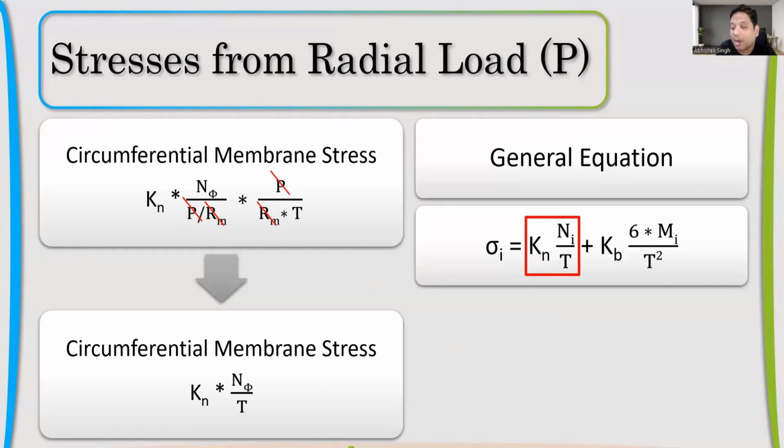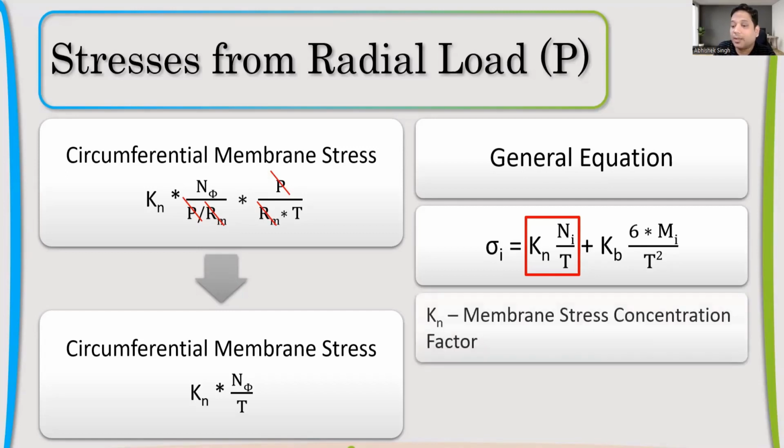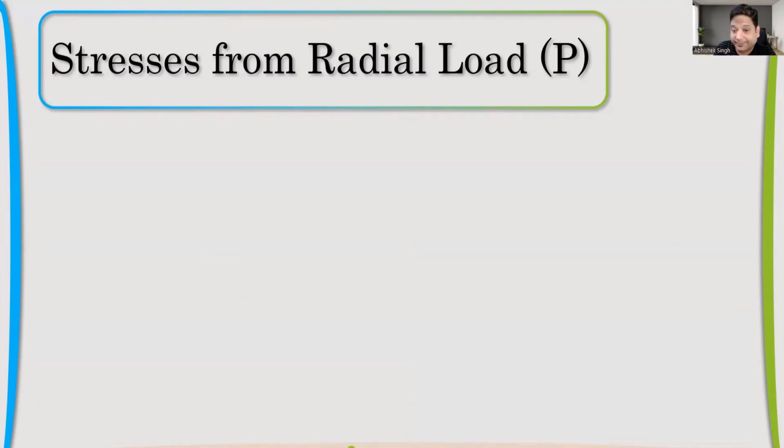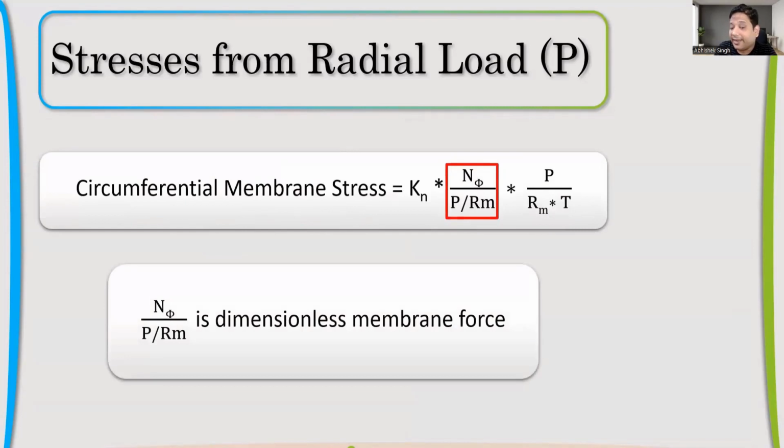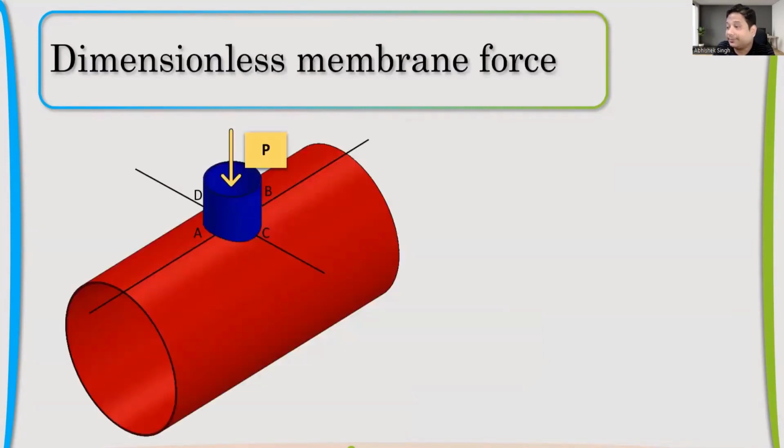So radial load, how are we finding it? It is a little bit twisted, so that there is a constant. This N phi, which is already available in terms of a graph, and the other parts are already available with us. So we will be able to find the stress. Now, like I said, N phi P by Rm is a dimensionless membrane force, which we can get from a figure. We will see how to refer to that figure also. Don't worry.